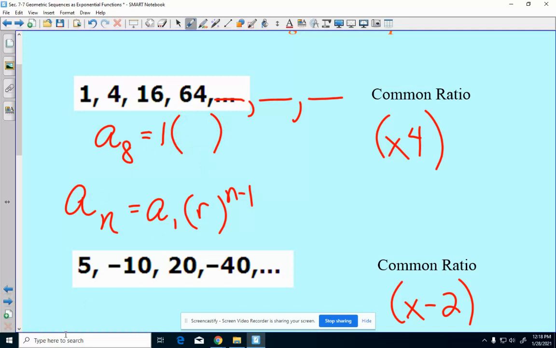R stands for that ratio. What am I doing every single time? I am multiplying by 4. So this number is a 4. The last thing I must do is figure out what power I'm going to raise this to. It would be a 7. If I'm asking you for the 8th, that means I want 1 less because I've already got the first one listed. So whatever 4 to the 7th power times 1 is, I'll take your word for this answer.